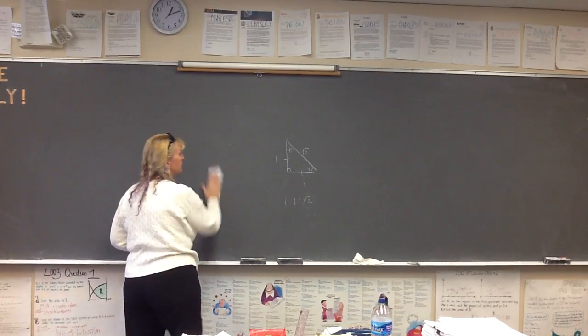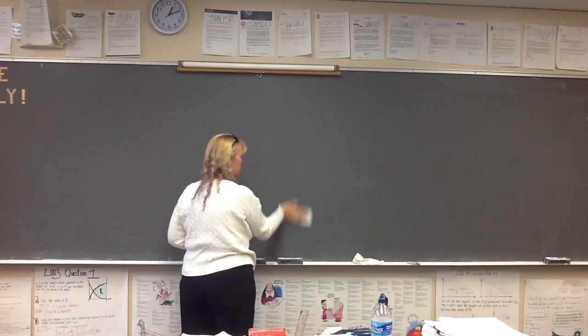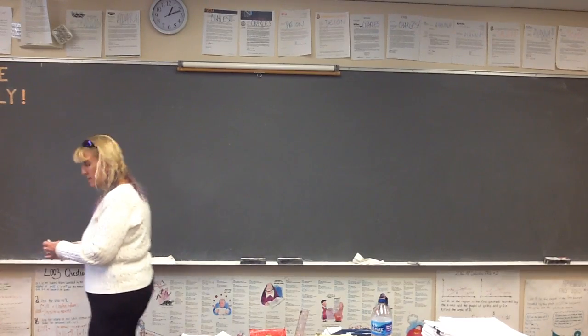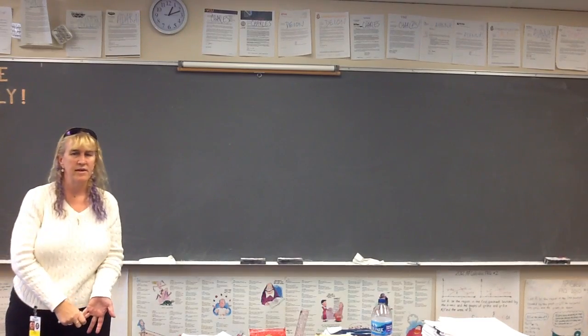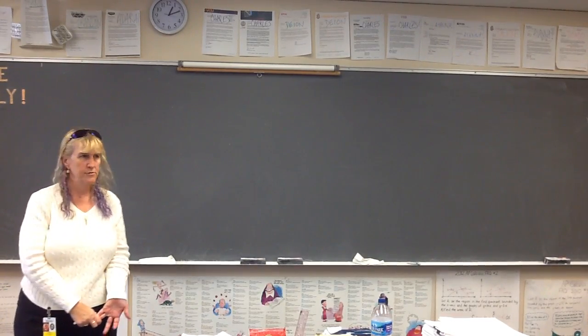How many special triangles do you know? You know 2 of them. What are they called? 30, 60, 90? 45, 45, 90. Those are your 2 special triangles, right?